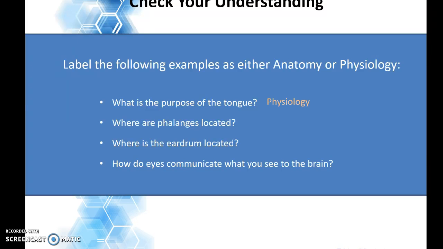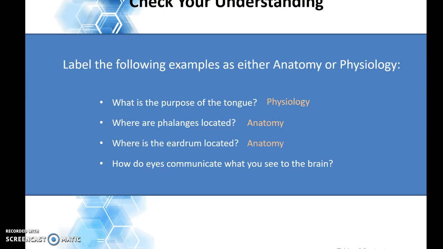Okay, now let's try another one. Where are the phalanges located? Again, location of the phalanges. Is that a structural question or a function question? If you think structural, yes, that is correct. That is anatomy. Where is the structure? Looking at the next one, where is the eardrum located? Again, it's asking for a specific location. Is that structure or function? It's not function, so that would be anatomy again.